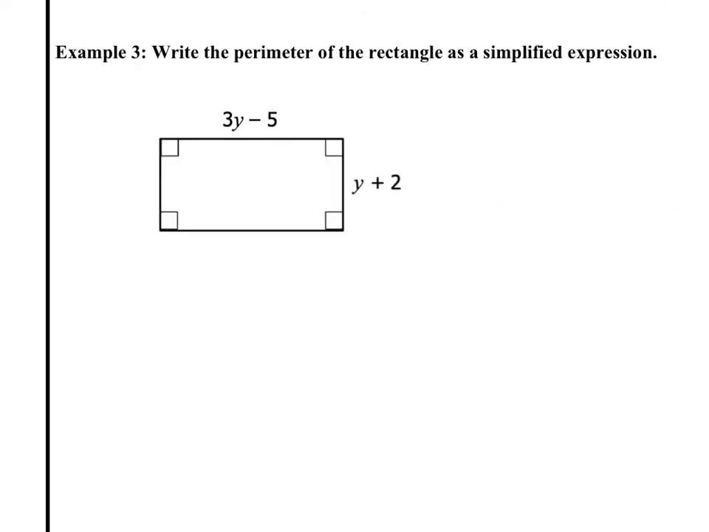So because this is a rectangle, the opposite sides are the same length, which means that this one on the left is also y plus 2. The one on the bottom is also 3y minus 5. We just figured out that the perimeter is the distance around the outside. To get that, you add up all the sides. So your sides here are variables, but we're still going to add them up just the same. So add up these sides. We'll do these ones in red and these ones in blue.